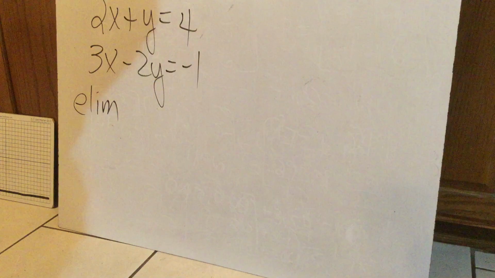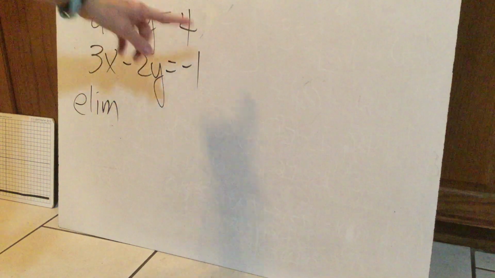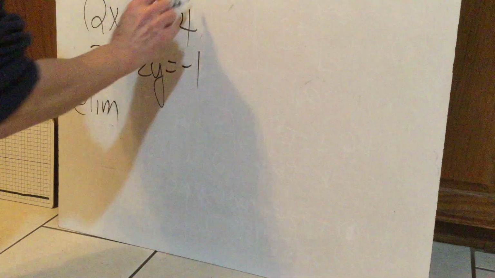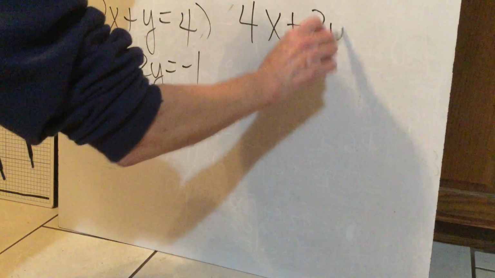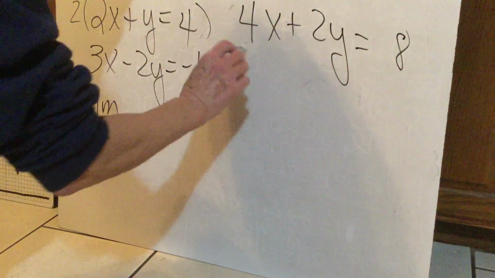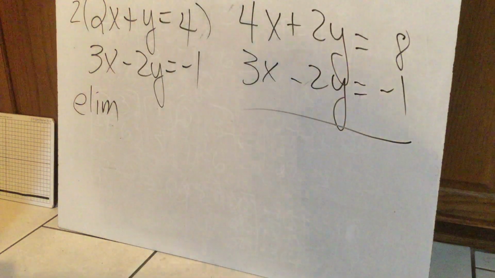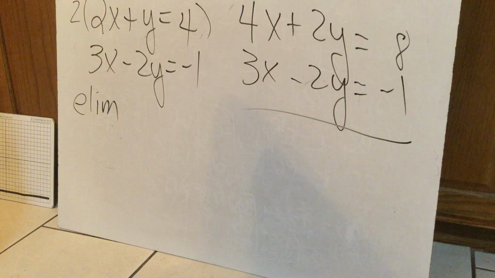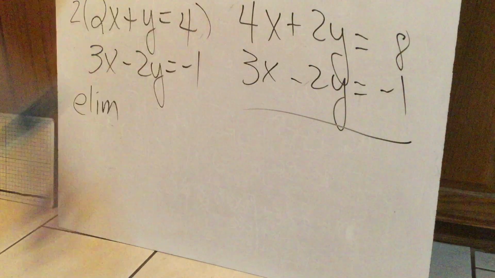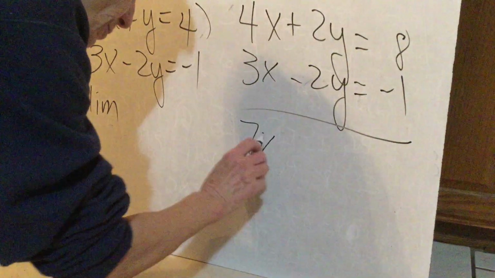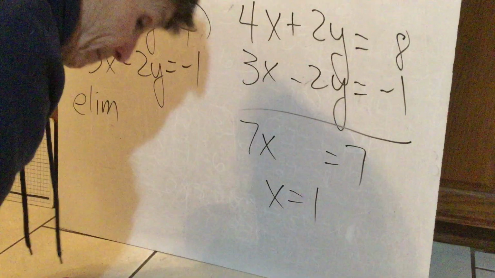If I'm going to eliminate, I think it'd be easier to eliminate the y's. So I'm just going to multiply the top row by 2 all the way across. So 4x plus 2y equals 8. And 3x minus 2y equals negative 1. So notice I multiplied every number in the top row by 2 and left the bottom row alone. Now I'm going to add them straight down. So 7x equals 7. So x equals 1.